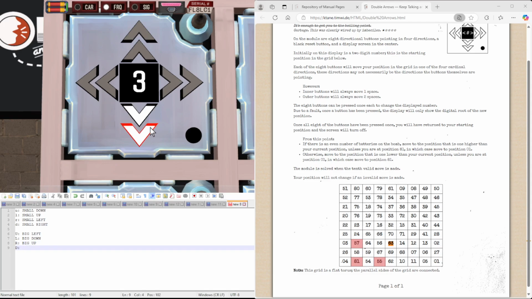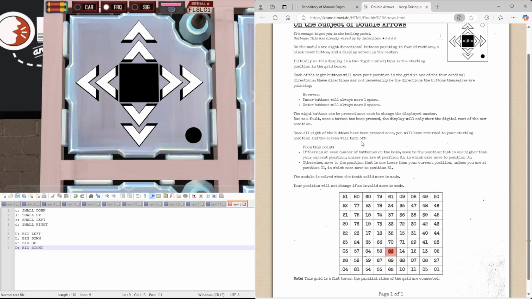Then we can check by, so small down. Small down takes us right, so this should give us 1. Yep. And then big right takes us back to 63. Okay.